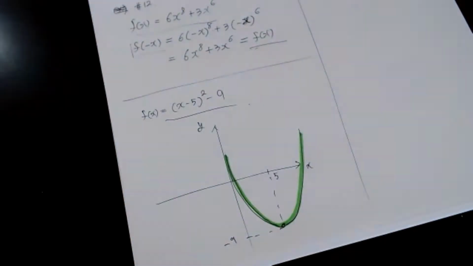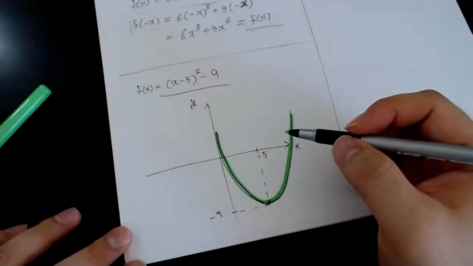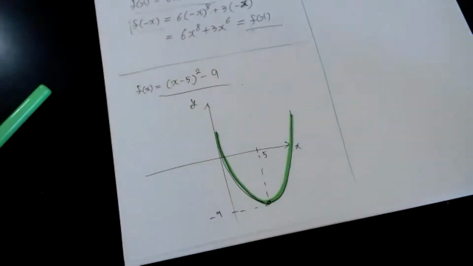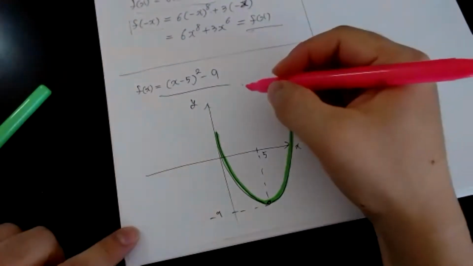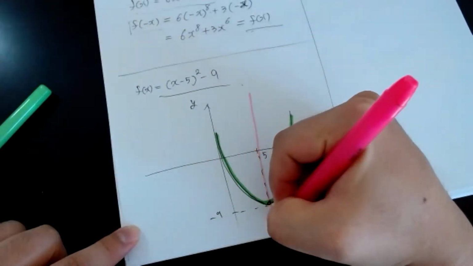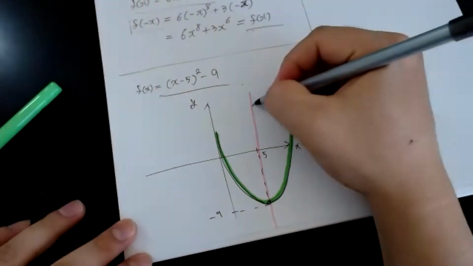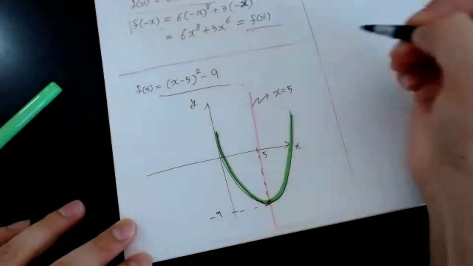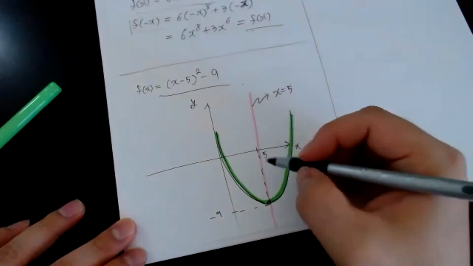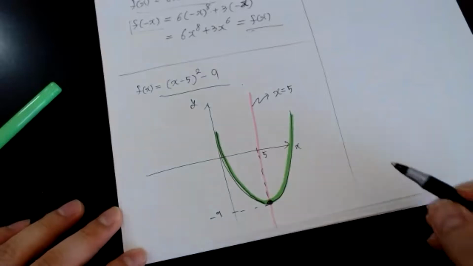Okay, so this is a parabola, right? Now think about a vertical line passing through x equals 5. The equation of this vertical line is x equals 5. That vertical line also passes through the vertex point right there.